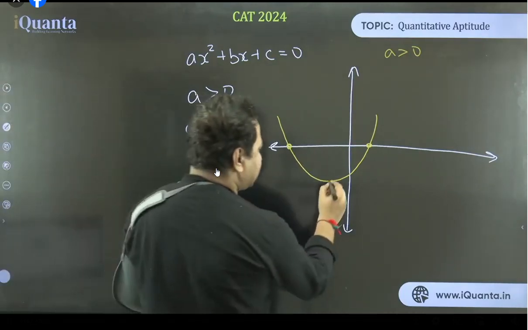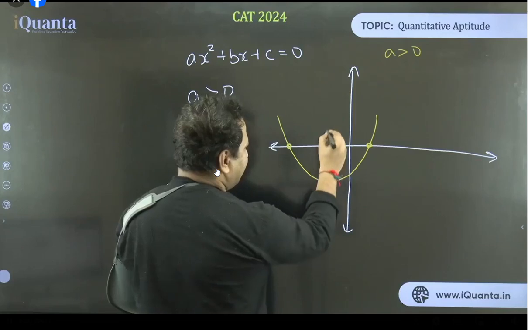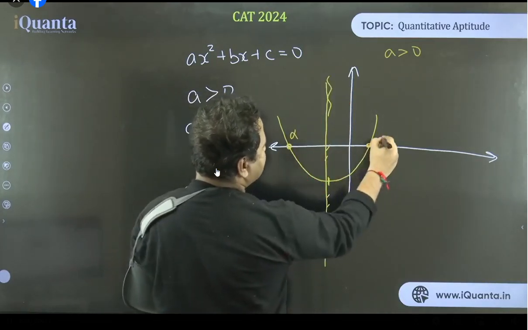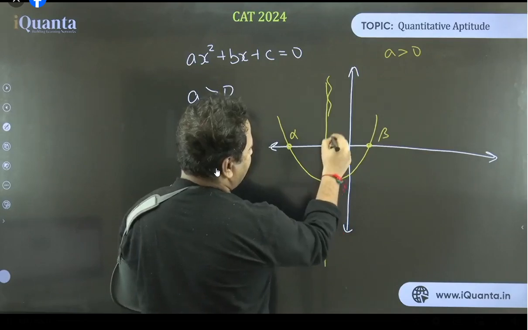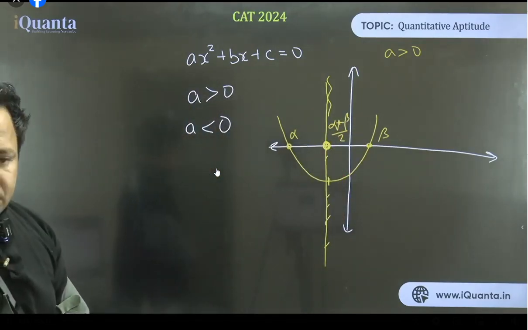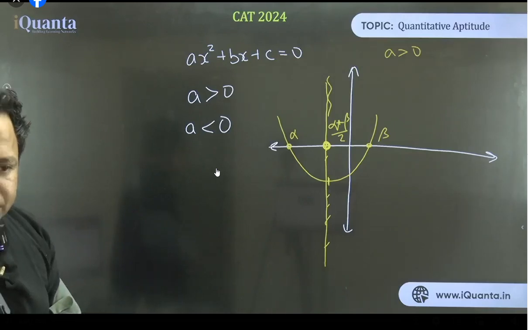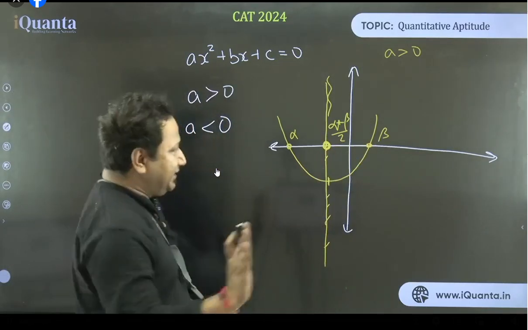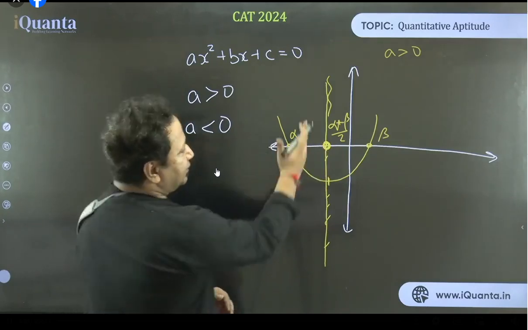Here this point is in the middle of the roots. If this root is alpha and this root is beta, then this point will be alpha plus beta by 2. Is that clear? Anurag, fast forward, yes, we'll go a bit faster, of course. So alpha plus beta by 2. This is common sense, no need to memorize, it will be symmetric. So a parabola is always symmetric.